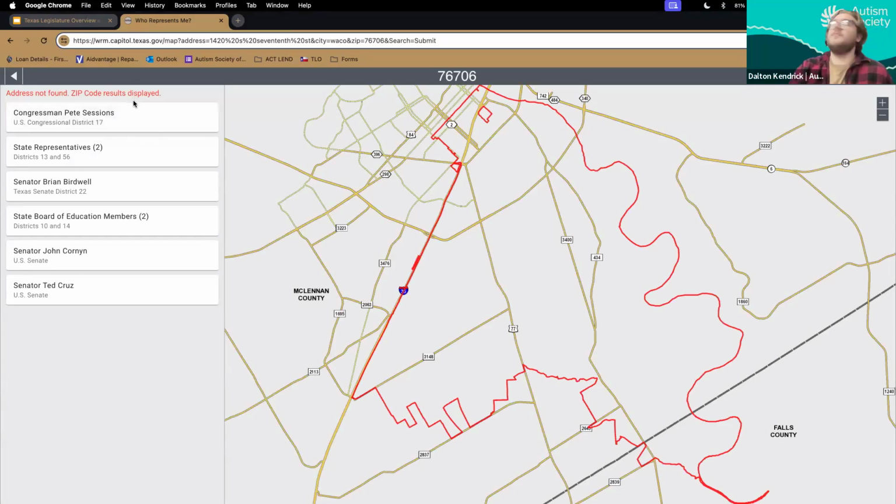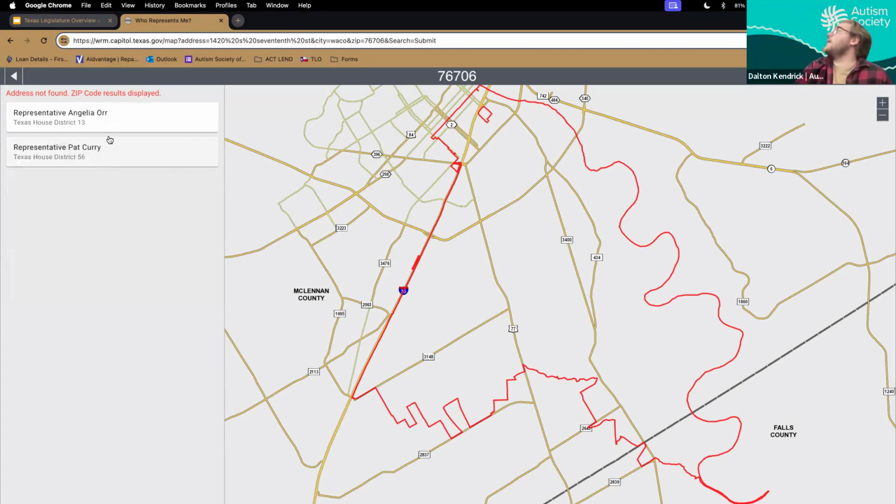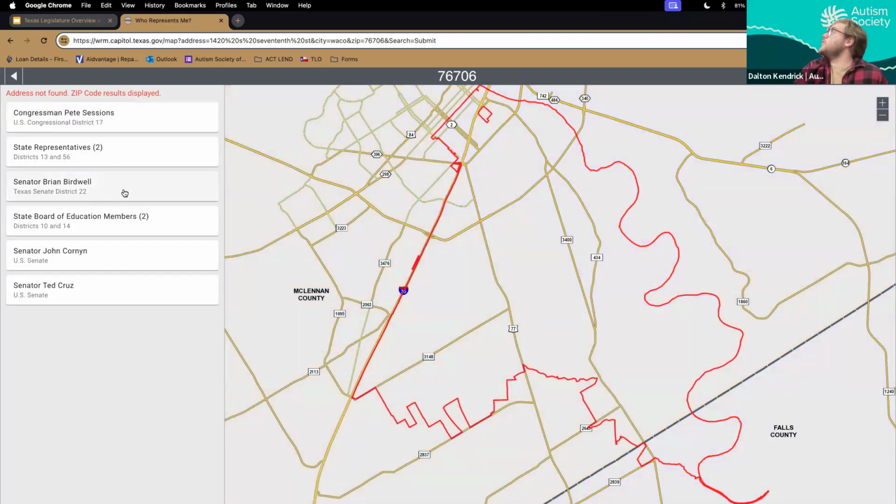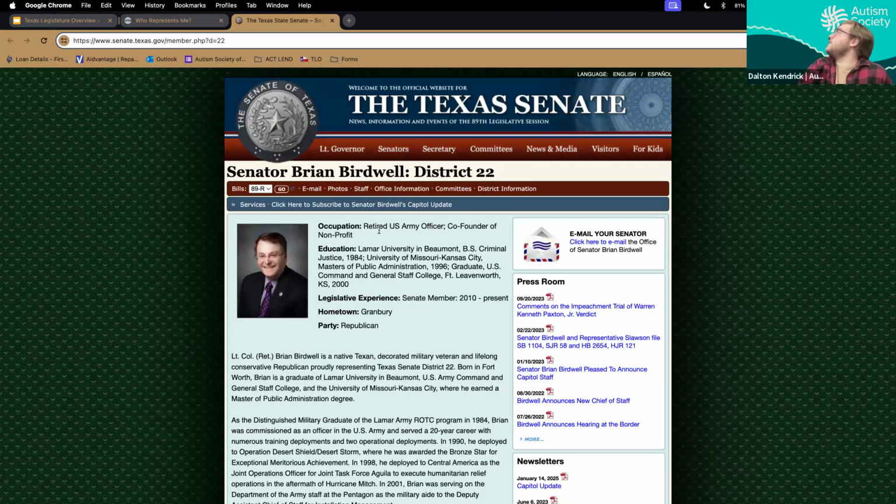Okay, I didn't like that address, but once you use your actual address, it'll tell you. So right here you see US Congressional District. So Pete Sessions is our federal representative. But you have state representatives. So depending on where you are here in Waco, it's either Angela or Pat Curry. And then your Texas state senator, Brian Birdwell. And if you click on them, it'll open their website. You can see comments about them.